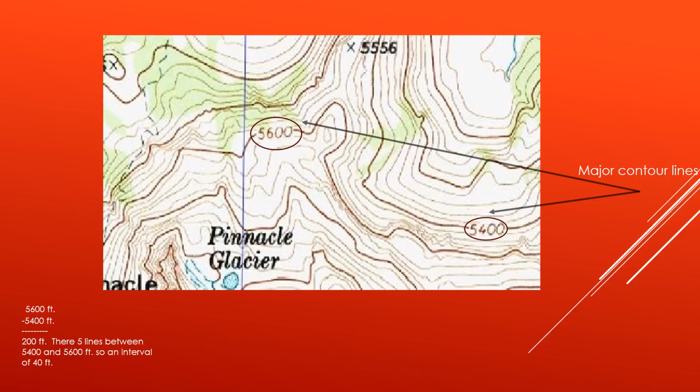Now, between those two lines are a series of fainter lines. 1, 2, 3, 4. Those are minor contour lines. And there are 5 lines between 5400 and 5600. So if we look at the bottom of our math here, 200 feet, there's 5 lines between 5400 and 5600. So there's an interval of 40 feet. We can check that by going 5400, 5440, 5480, 5520, 5560, 5600.